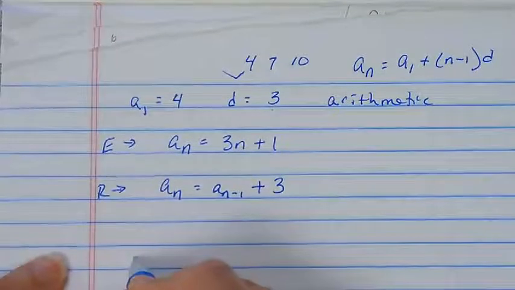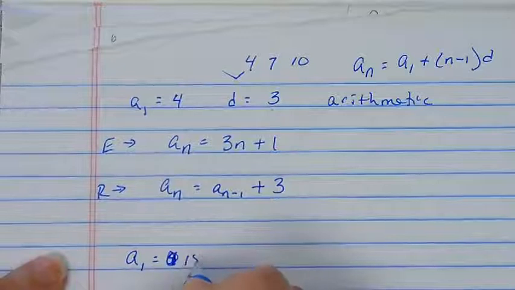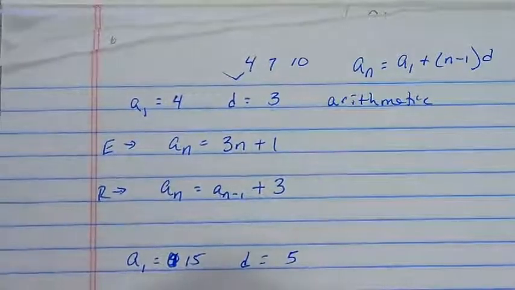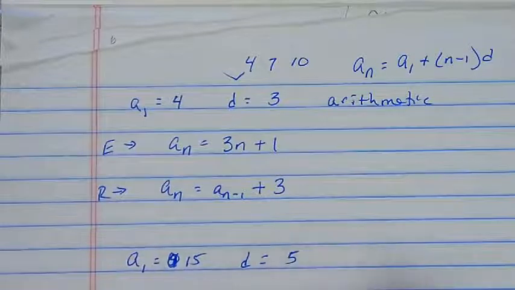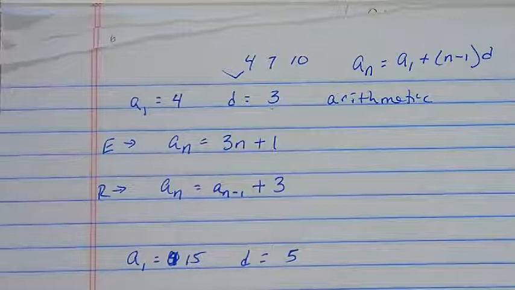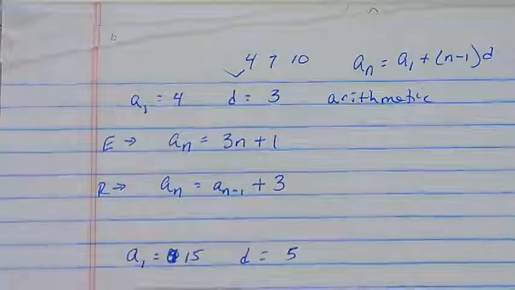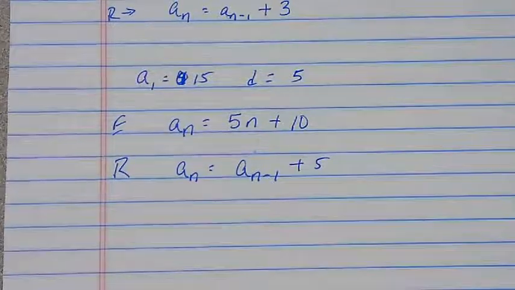Let's say I know the first term is 15, and I know that it has a common difference of 5. So the explicit rule is a sub n equals 5n plus, if I go back, 10. The recursive rule is take the term before it and add 5 to get the next term. Sorry, you couldn't see that. Take the term before it and add 5 to get the next term.